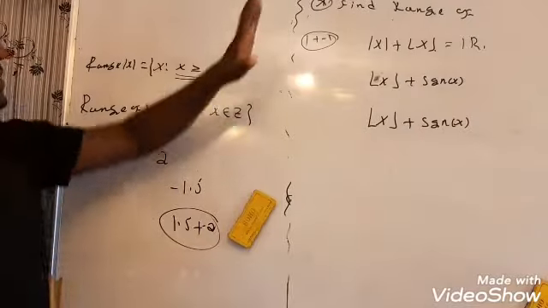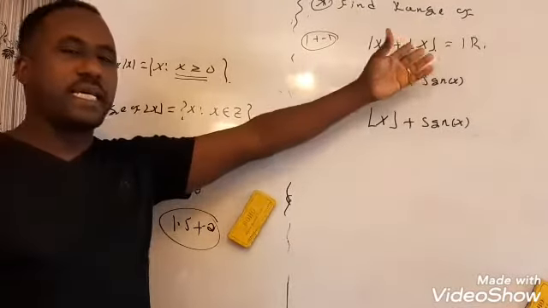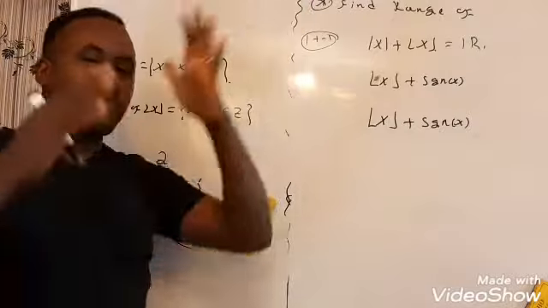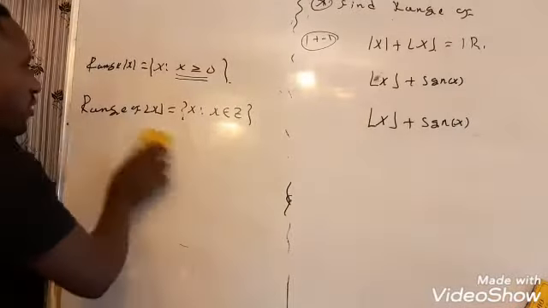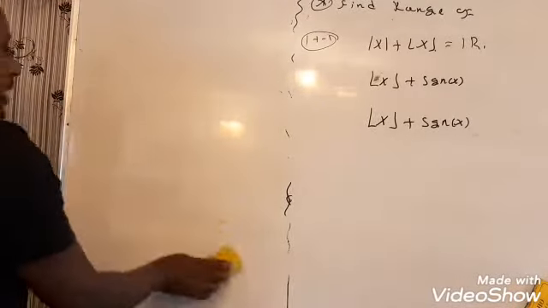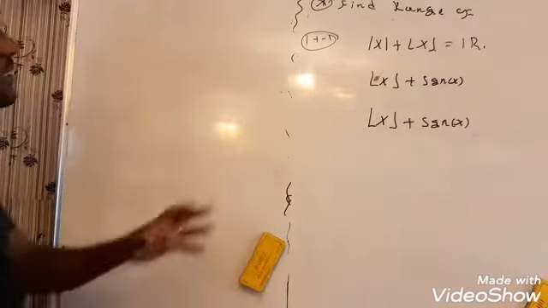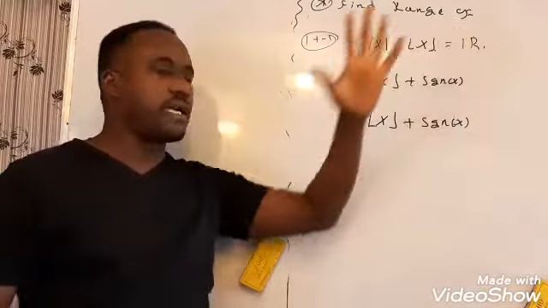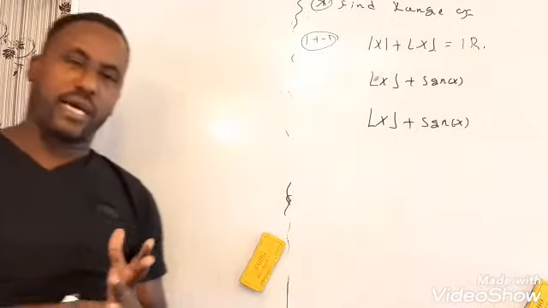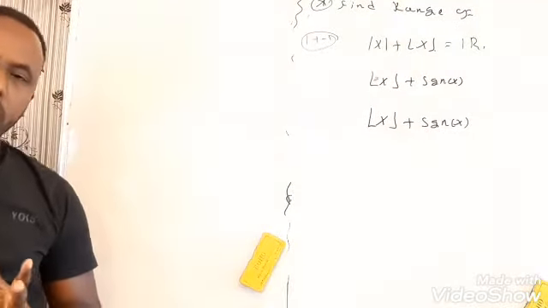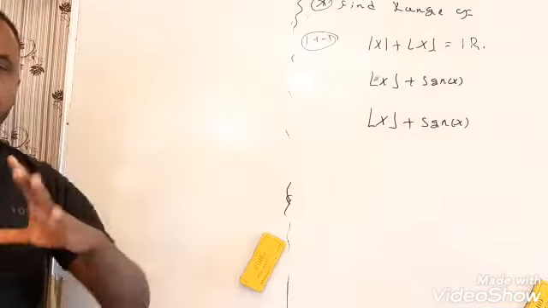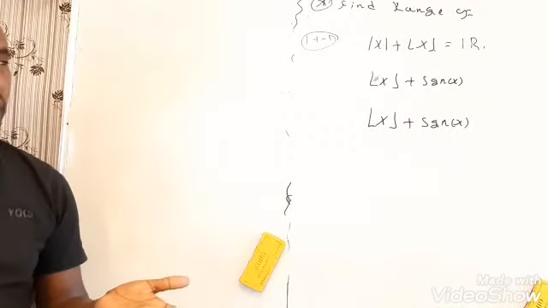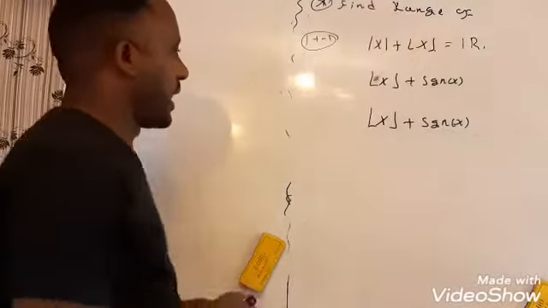Now look, find the range of this: modulus plus floor of x. The range of the modulus plus floor of x is the real number. We get zero, negative numbers, and positive numbers, so the range will be real.